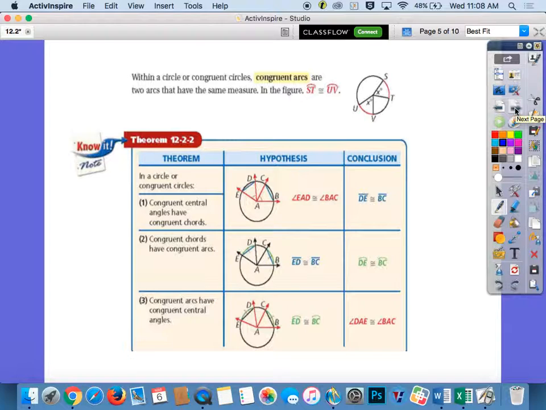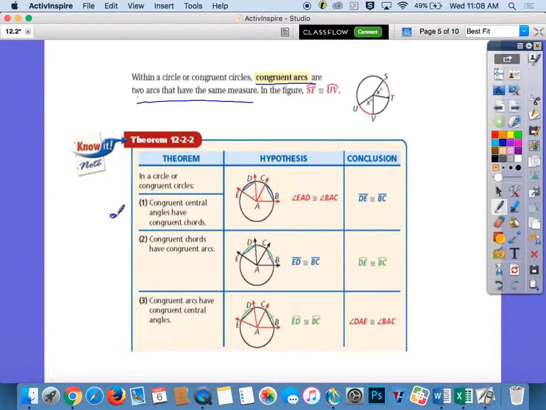Okay, a couple more theorems, guys. These aren't hard, but you have to keep your head straight on them a little bit. So the first thing: congruent arcs are 2 arcs that have the same measure. So your central angles here have the same measure. That means the arcs are going to have the same measure. Okay, they're going to be congruent.